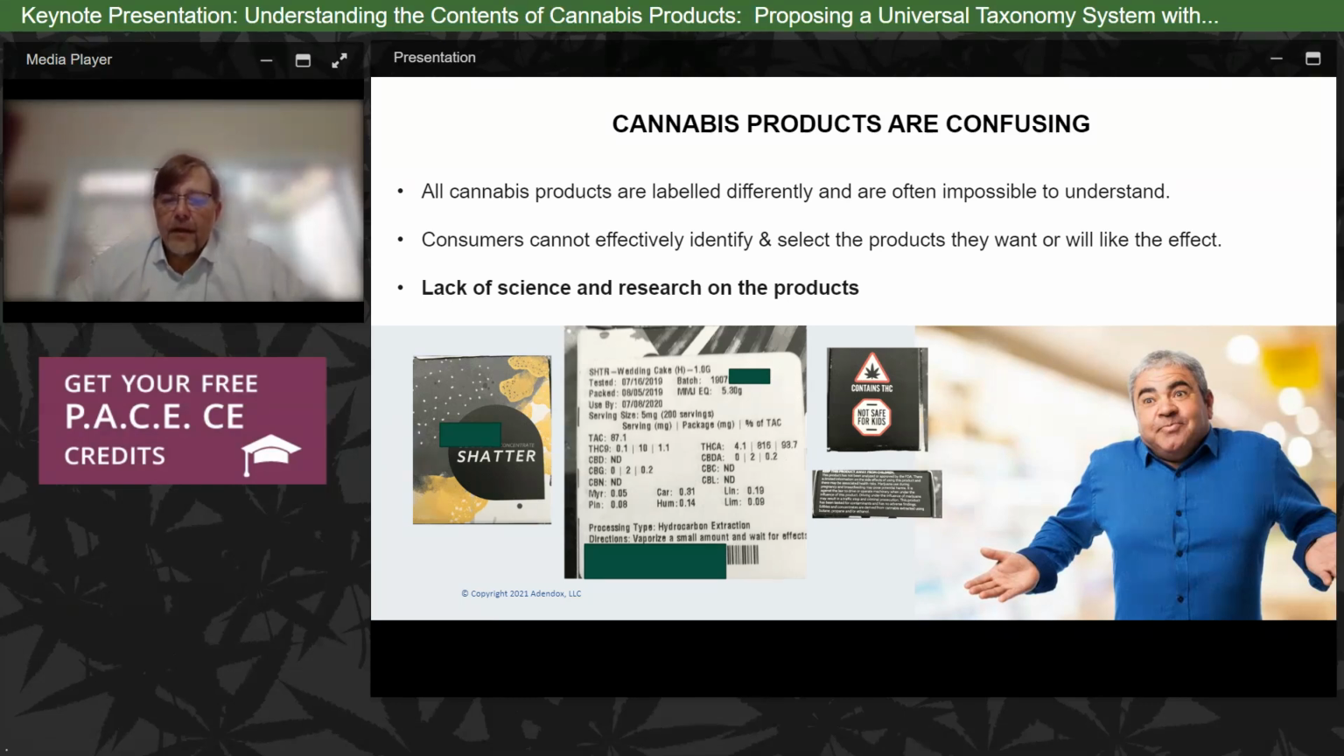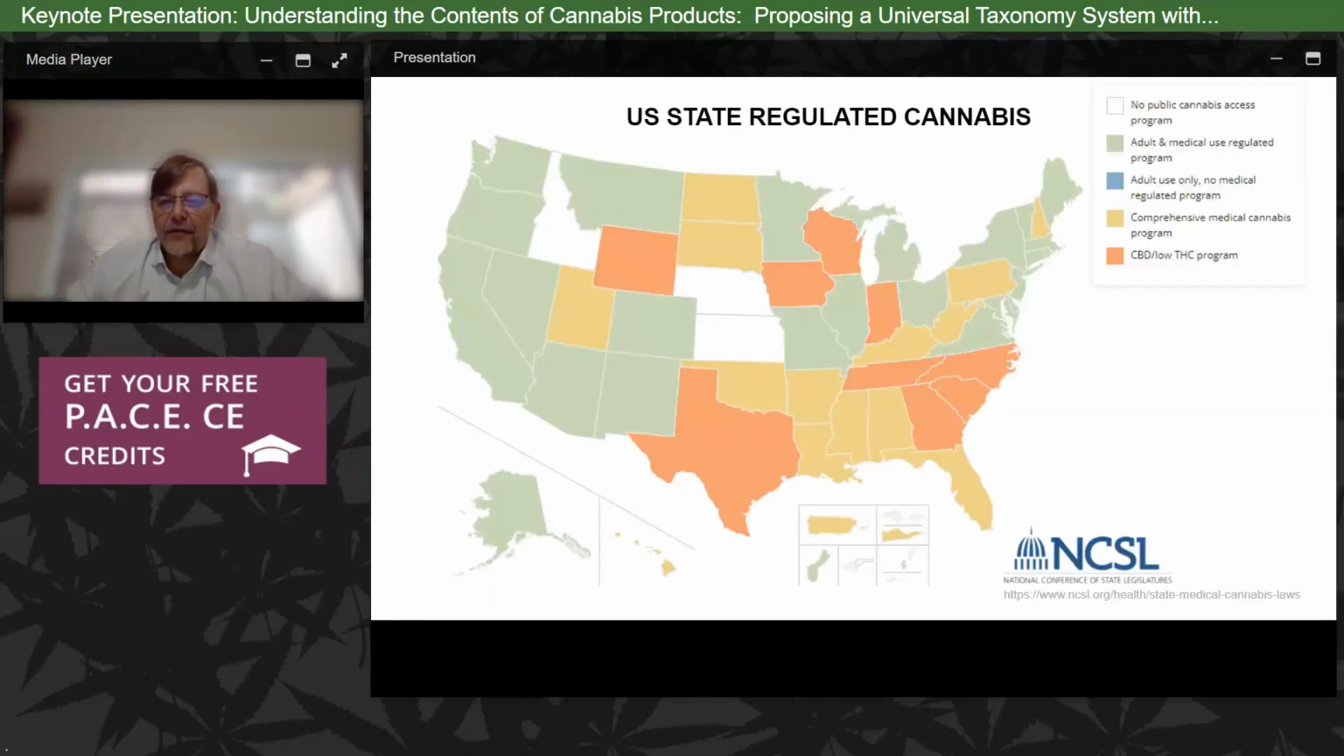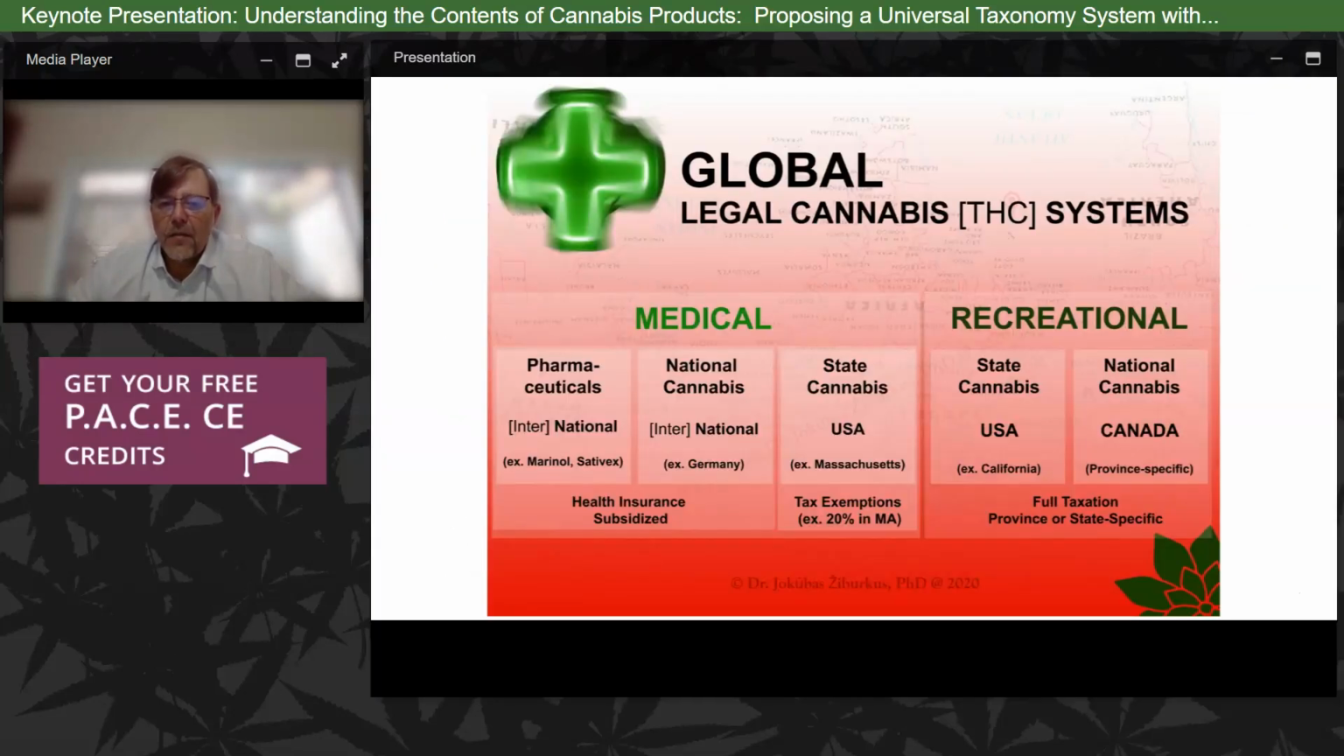Now, when a consumer looks at this map, they have to be careful where they are at the moment. And if they're traveling for work, they have to remember, and sometimes laws change so fast and they're not even aware or not sure what the local laws might be at the moment.